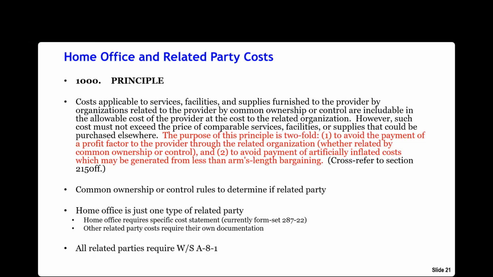When I say documentation, we're talking about what the underlying cost is. You can easily see what the charge amount was, what was charged to the provider. An invoice would do that, but we need to know what the underlying cost to that related party was, because that amount is going to be allowable, not just the charge. Worksheet A-8-1 handles all of these related party adjustments, whether it's a home office or not.